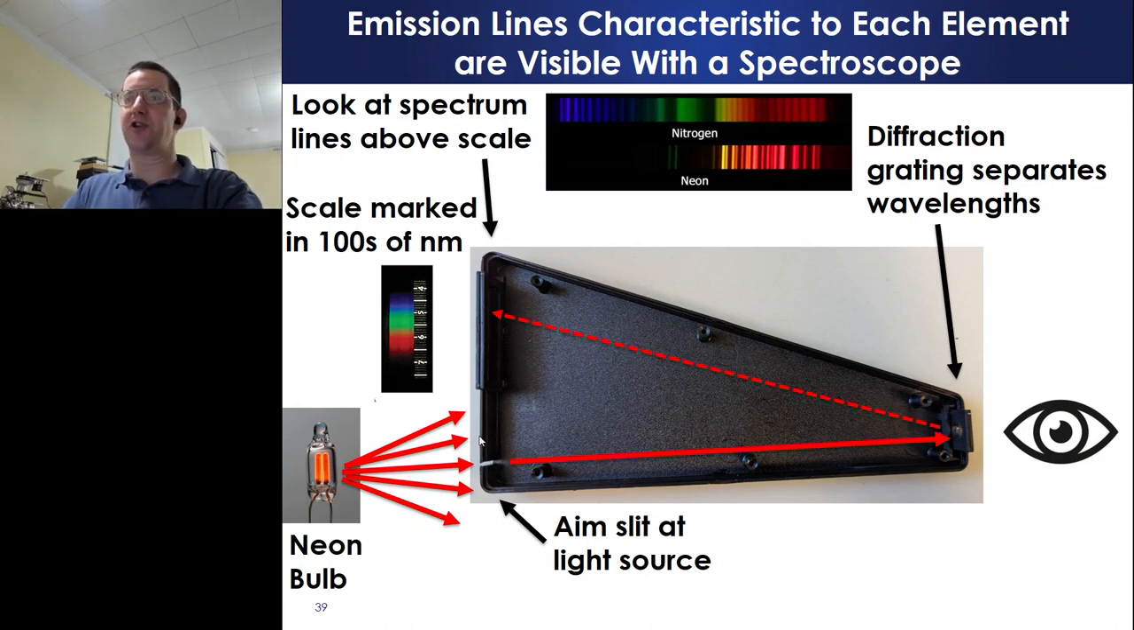You'll notice that your spectroscope also has a numbered scale. This scale is labeled in hundreds of nanometers of wavelength of light. As you look at the light from the neon bulb through the eyepiece and the slit, the separated spectral lines will appear above the scale. Note the differences between the spectral lines of nitrogen and neon. You should be able to observe that the neon bulb is generating the spectral lines characteristic of neon.